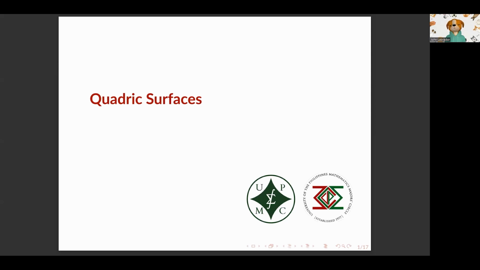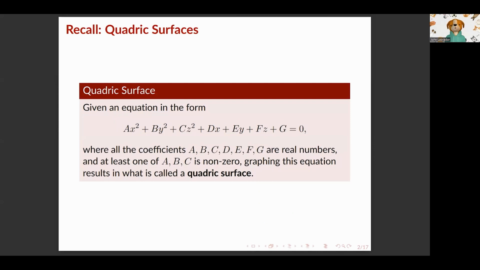And for today's video, we're going to review quadric surfaces. Given an equation in the form ax squared plus by squared plus cz squared plus dx plus ey plus fz plus g equals 0, where all the coefficients a to g are real numbers, and at least one of the coefficients of the squared terms a, b, or c is non-zero, graphing this equation results in what is called a quadric surface. Quadric surfaces are just 3D analogs of the conic sections.